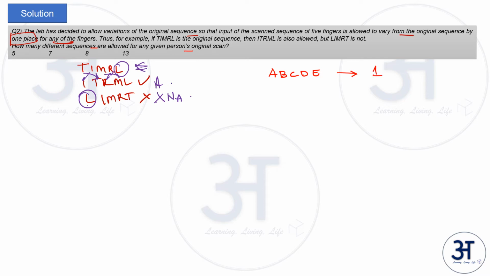Please remember this. So now, is it possible that here it is said that 1 place for any of the fingers it is allowed? So is it possible that only one of the fingers is displaced? No, right? If you change the position of one of the fingers, then some other finger have to take the displaced finger's position. Once you understand that, you will understand that you can change the places only in pairs. And because it is only one place, it should be adjacent pairs.